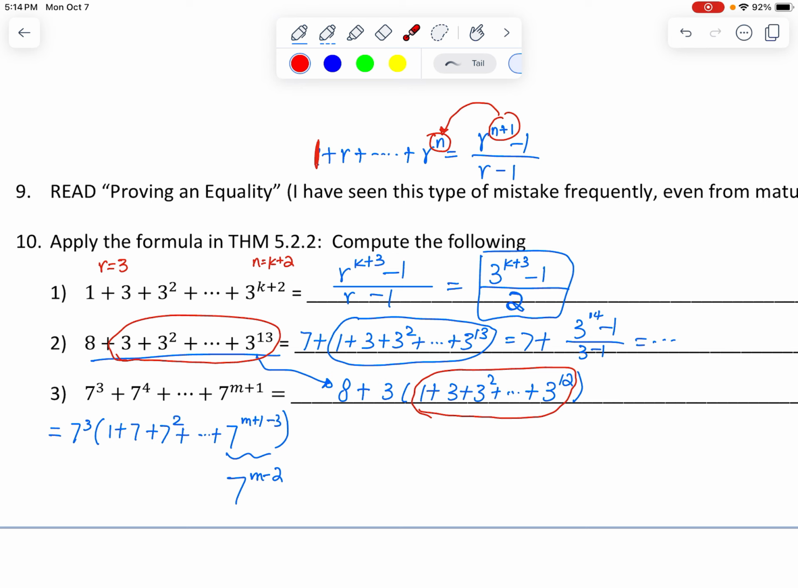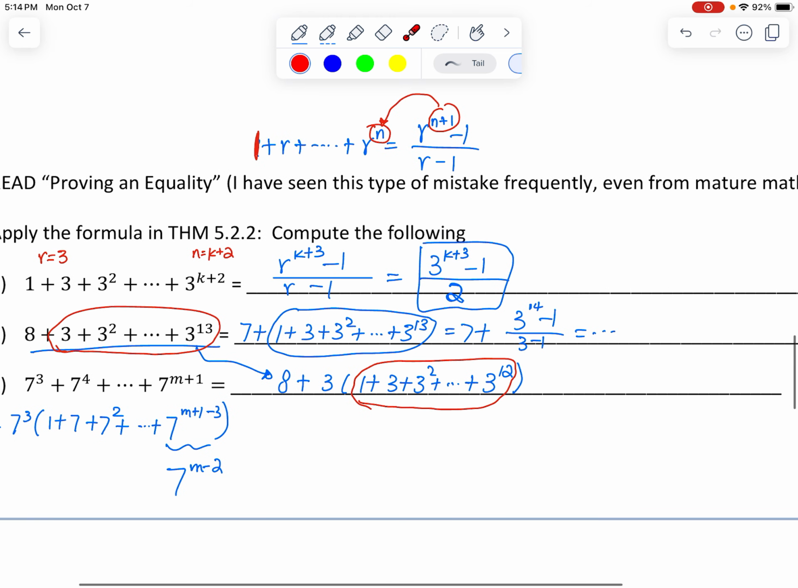I also strongly encourage you to read the book section Proving an Equality. This is really a common mistake that I see from students. I see that very frequently, even from mature mathematics majors. So I would encourage you to read that carefully. Hopefully you are able to avoid that kind of mistake.